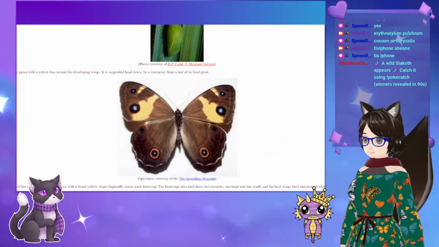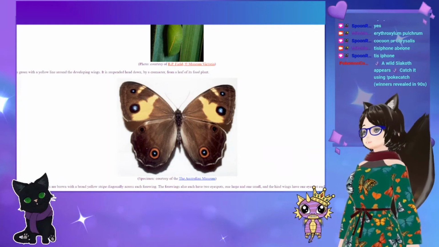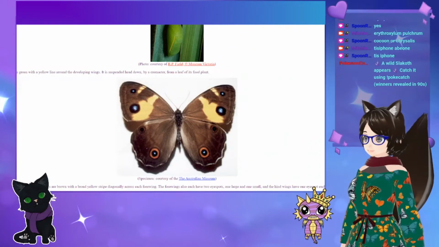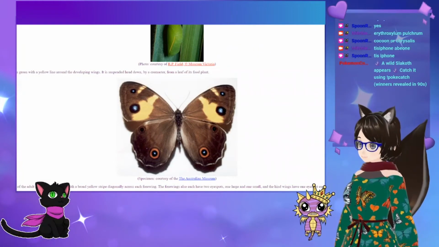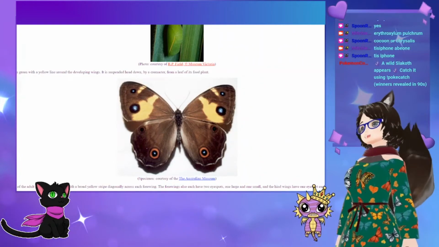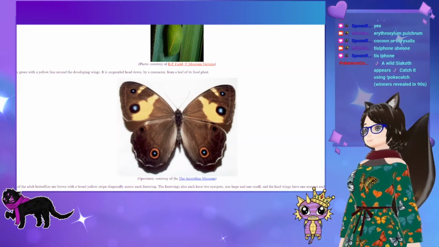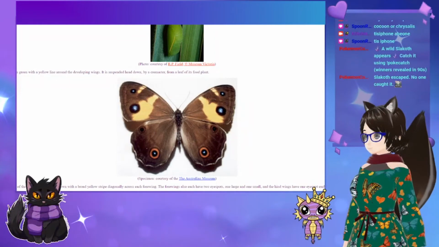Early stages. The caterpillar is green and hairy. It feeds on sword grass, hence why it's called the sword grass butterfly. And its distribution is southeastern Australia. Okay. And also a little bit of Indonesia, it looks like. Okay. And to the other book. Okay.